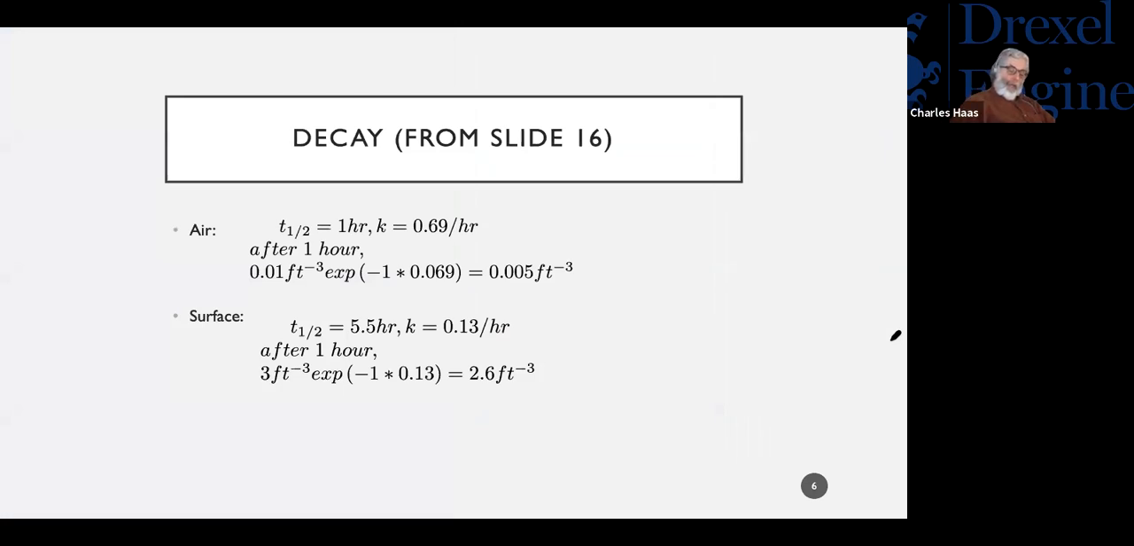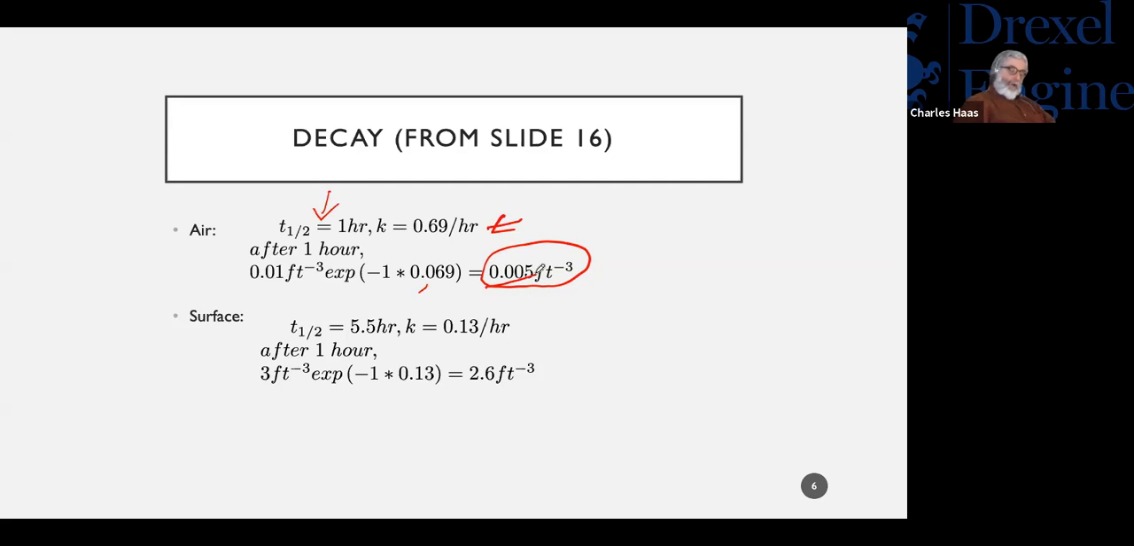Now we consider decay. And this is from slide 16 of the first segment of this week's lecture. In air, based on the actual measurements with SARS-CoV-2, a half-life of 1 hour, meaning a decay rate of 0.69 per hour. If we apply the exponential relationship, this gives us a remaining concentration in the air of 0.005 viruses per cubic foot.